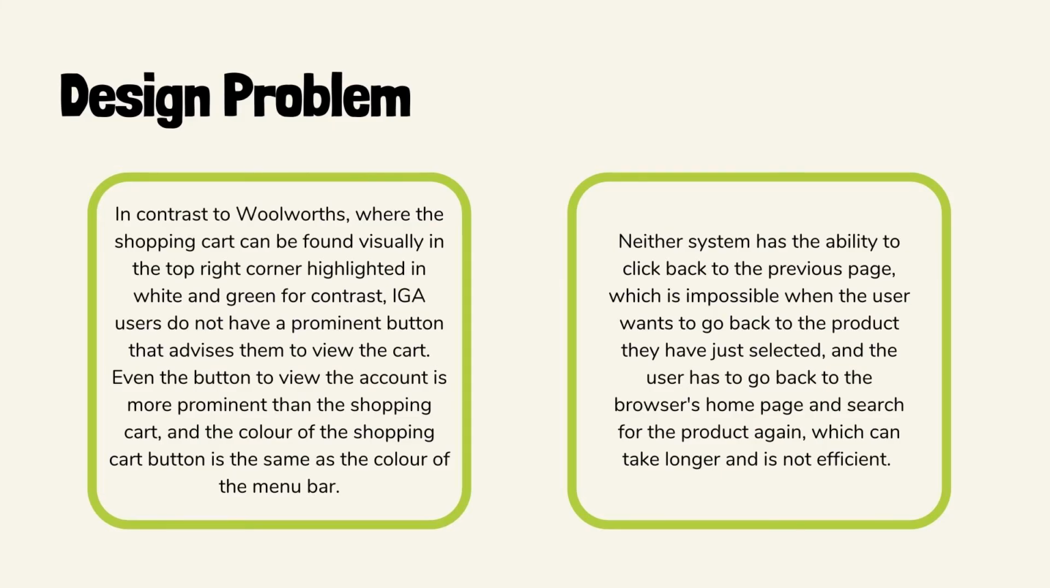In summary, two major interface design issues were identified. The first was the issue of finding the location of the shopping cart. In contrast to Woolworths, where the shopping cart can be found visually in the top right corner, highlighted in white and green for contrast, IGA users do not have a prominent button that advises them to view the cart. Even the button to view the account is more prominent than the shopping cart, and the color of the shopping cart button is the same as the color of the menu bar.